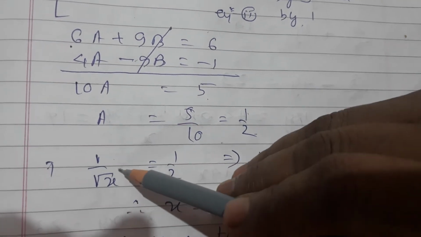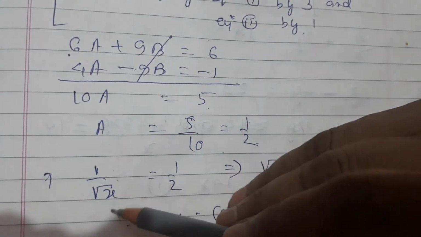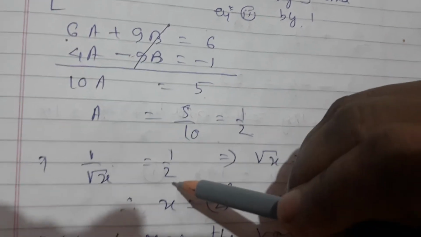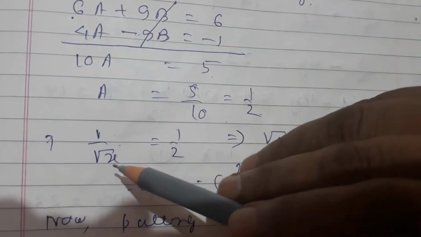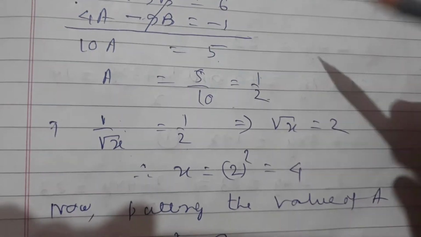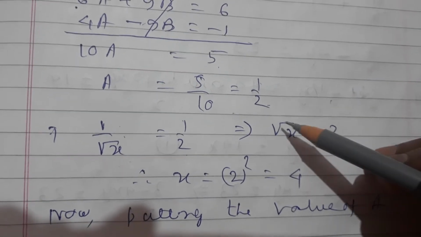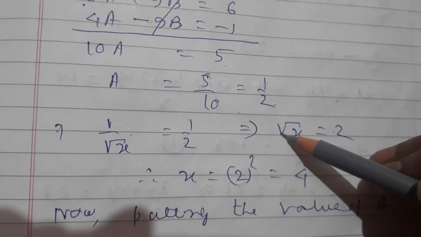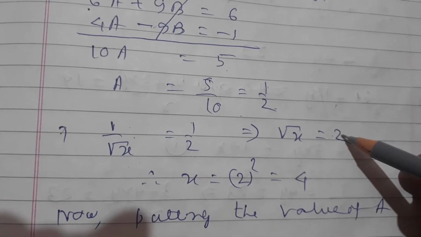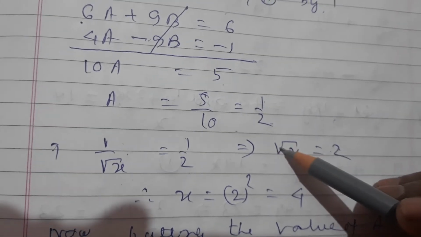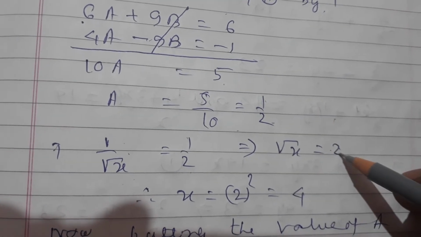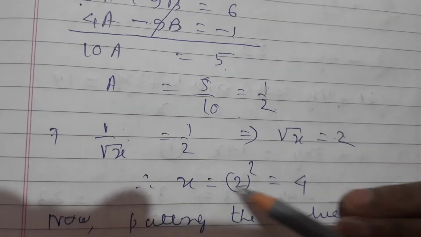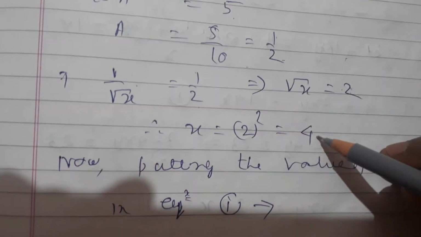Now you put the value of a. 1/√x = 1/2. Here the 1 cancels, so √x = 2. So when we remove the root, we put the square. Okay, you understand? When we remove the root, we put the square here. So x = 2 squared, that is 4.